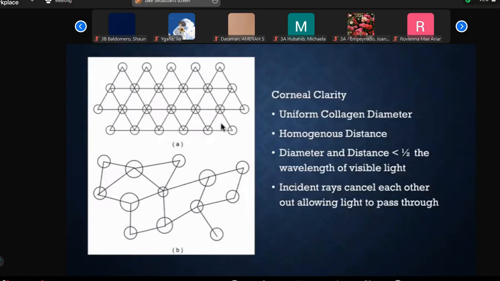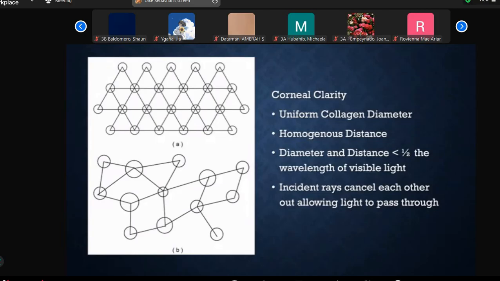Basically, this is all about uniformity. Uniformity is one of the reasons why the cornea is clear, but there are two more reasons. Aside from uniformity, the cornea is avascular. It doesn't have any blood vessels. No blood vessels means it keeps the cornea dehydrated. The cornea is kind of dry.